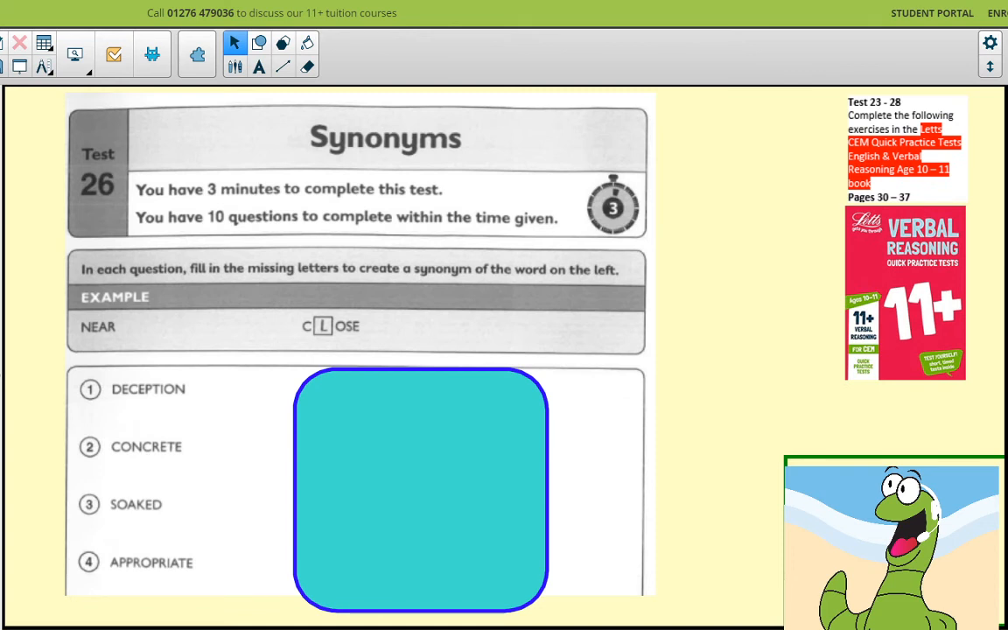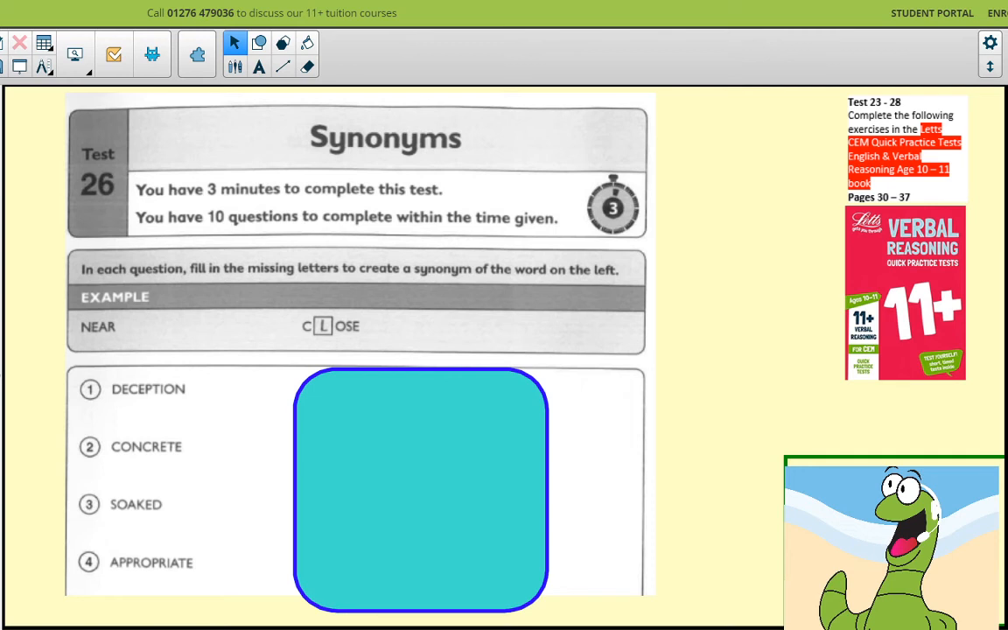Synonyms this time. 3 minutes, 10 questions. Nice quick one here. Again, we're back to missing letters. And this time it is just synonyms, not a mixture. Synonyms mean the same. So near is the same as close.